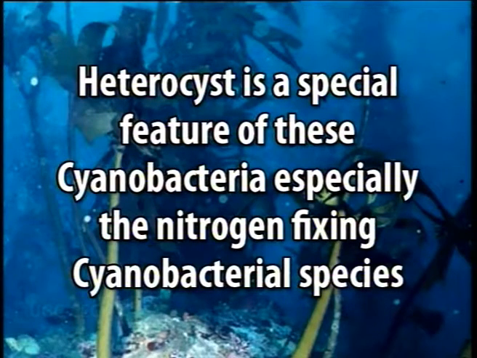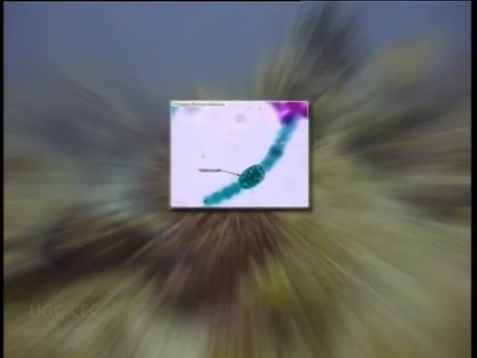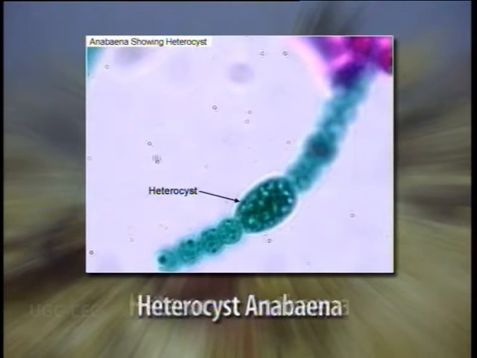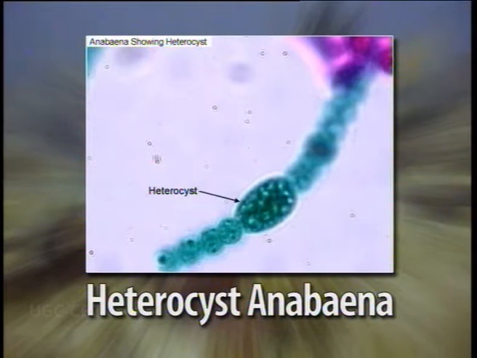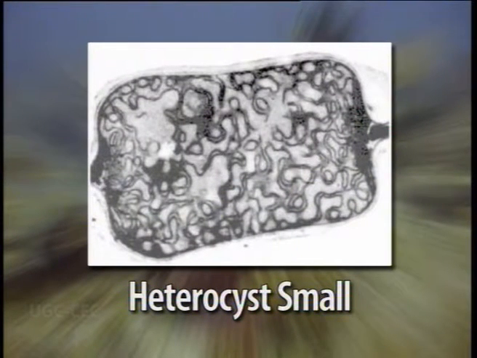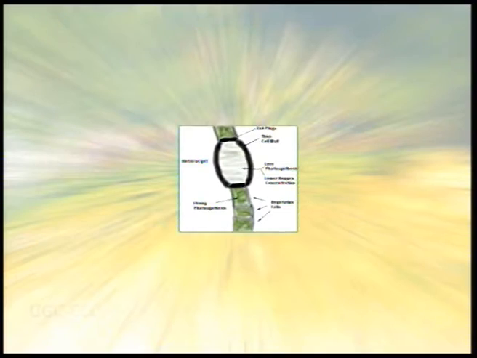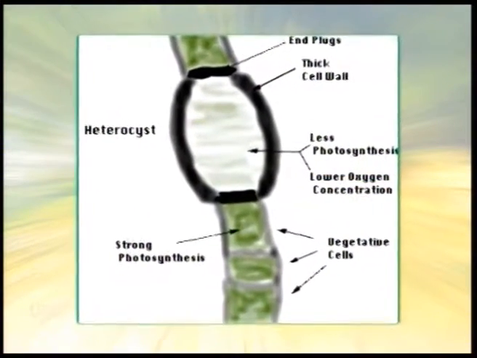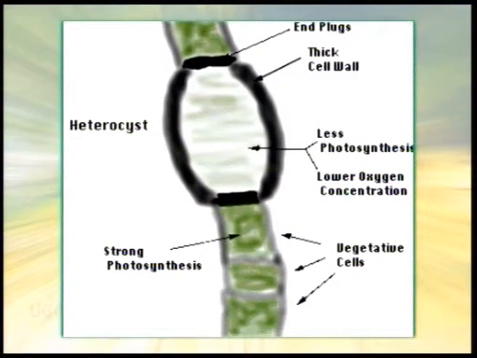The heterocyst is a special feature of these cyanobacteria, especially the nitrogen-fixing cyanobacterial species. This is a thick-walled cell, apparently hollow looking but larger than the rest of the vegetative cells of the filament, the function of which, especially in an anaerobic environment, is nitrogen fixation. There has to be a strict anaerobic environment within the heterocyst itself, because the nitrogenase enzyme is very sensitive to oxygen. This heterocyst, as I told you, is larger than the rest of the vegetative cells. It is much more thick-walled and therefore does not allow atmospheric gases to enter, especially oxygen, to which nitrogenase is very sensitive.